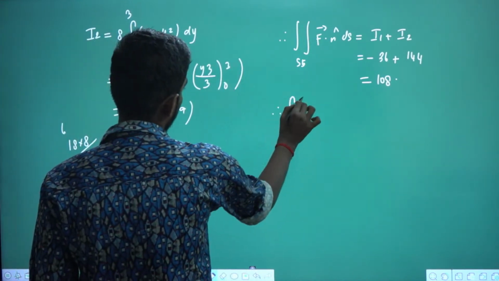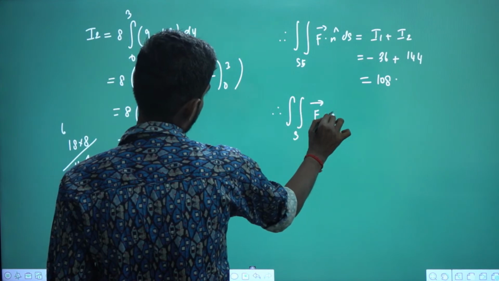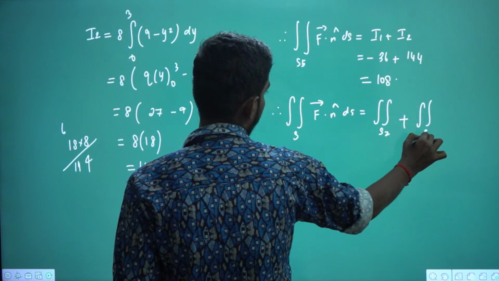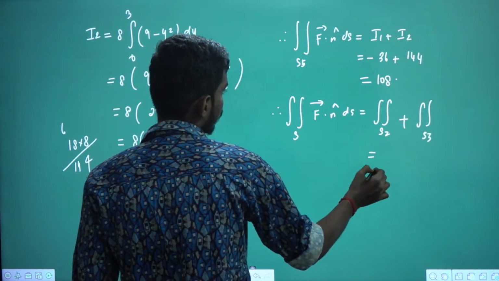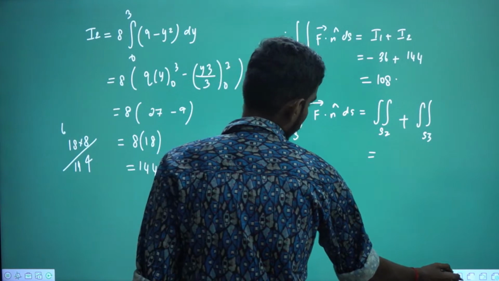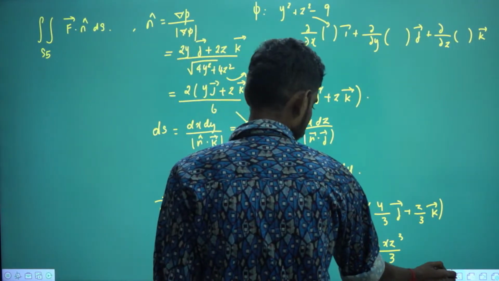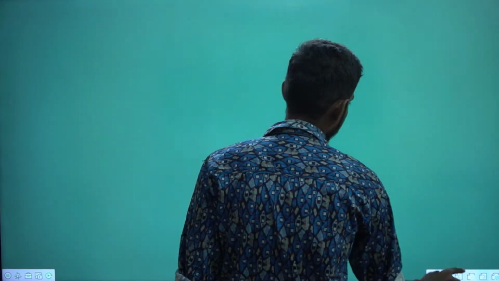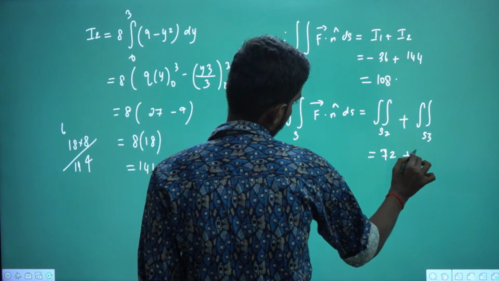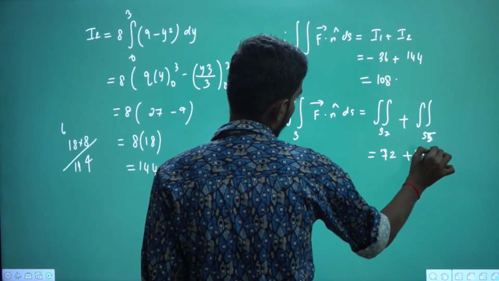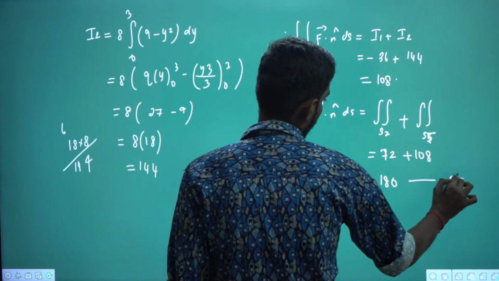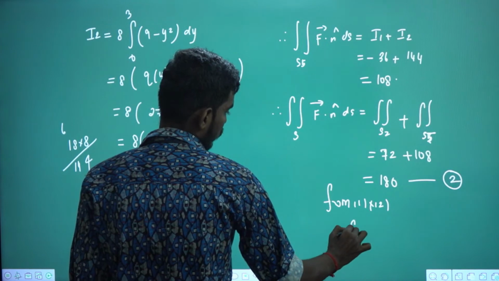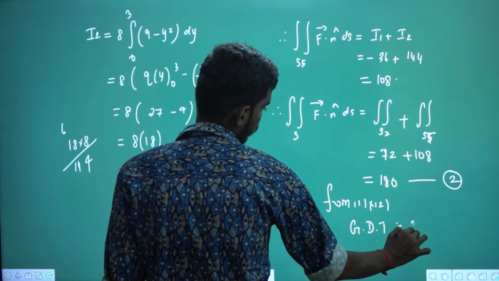So therefore, the double integral over S of f vector dot n cap ds is S2 plus S5, top plus curved, others all are 0. So what we got here: this is 72. 72 is your S2 and 108 is your S5, sorry, S5. So this is 180. So therefore, from 1 and 2, Gauss divergence theorem is verified.